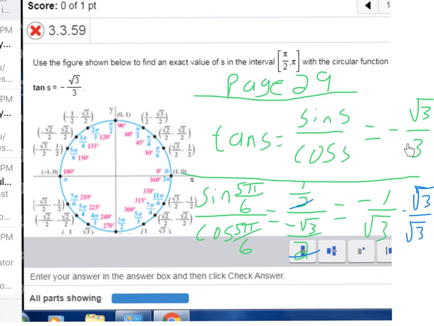So when I look at it, I immediately know it's either 2 pi thirds or 5 pi sixths, and I recognize that sine of 5 pi sixths over cosine of 5 pi sixths is negative 1 over square root 3, and I just recognize that's just a rationalized form of it. Of course, if it was 2 pi thirds, it would just be the reverse of this. It'd just be minus square root of 3.